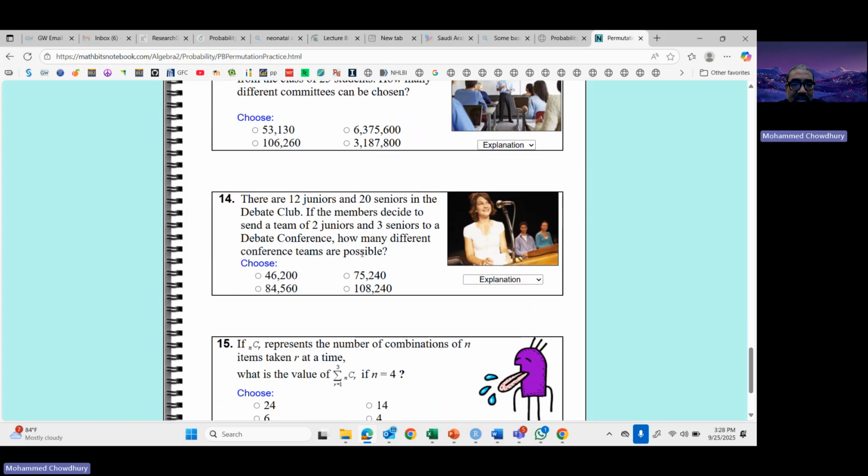There are 12 juniors and 20 seniors in the debate club. If a member decides to send a team of 2 juniors and 3 seniors to a debate conference, how many different conference teams are possible? So if the member decides to send a team of 2 juniors, so 12 choose 2 times 20 choose 3.